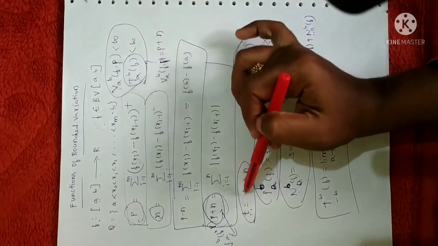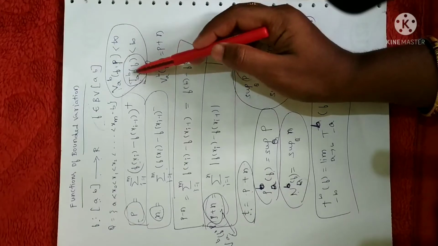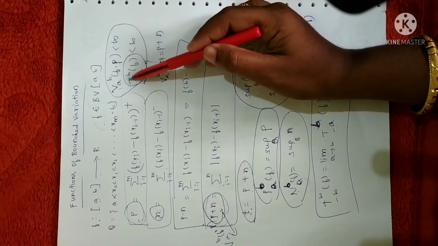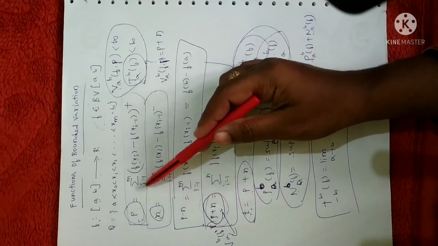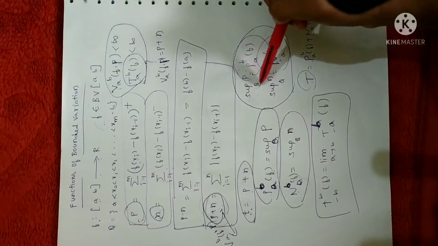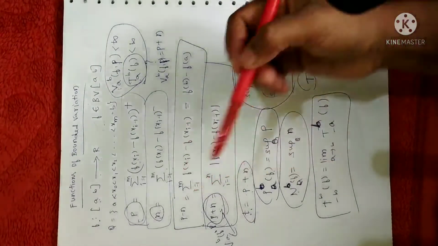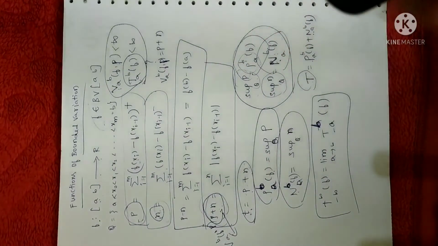And T is none other than, if you take the sum, that is capital T. One and the same. Either we can represent the variation of f comma P, or we can represent T of f. It is representing just the sum of P as well as N. If you take the supremum, you represent it with capital P. If you take the supremum of small n, you represent it with capital N. That's all. Everything is the same.